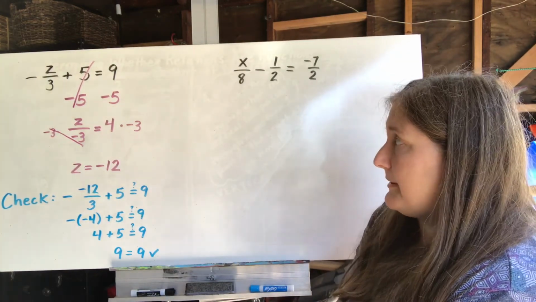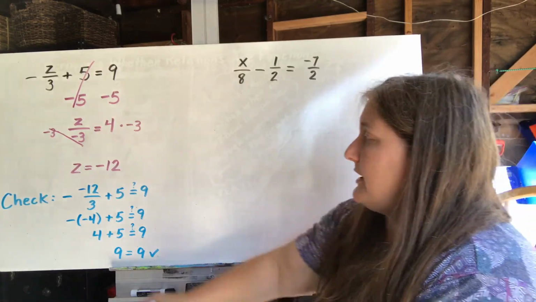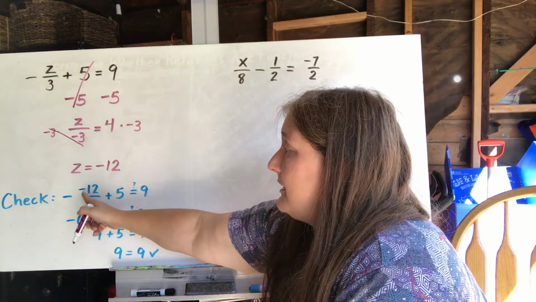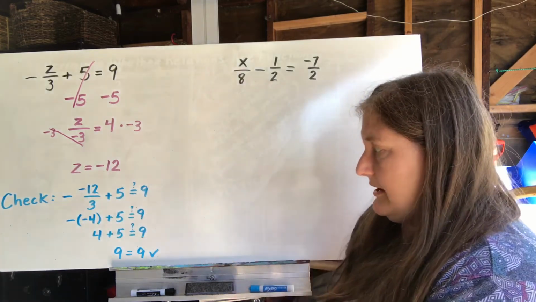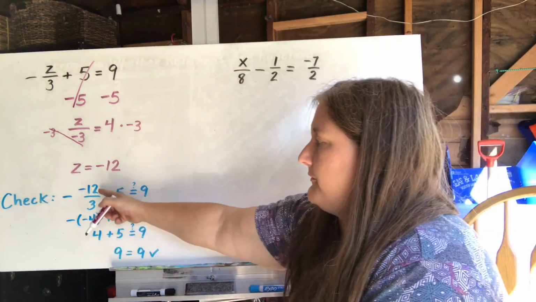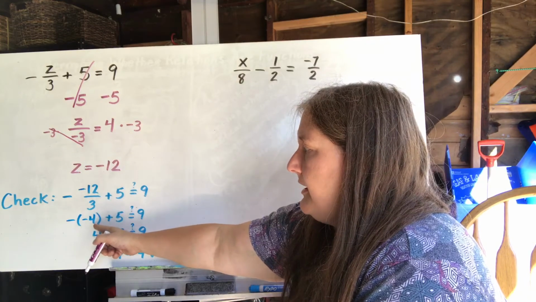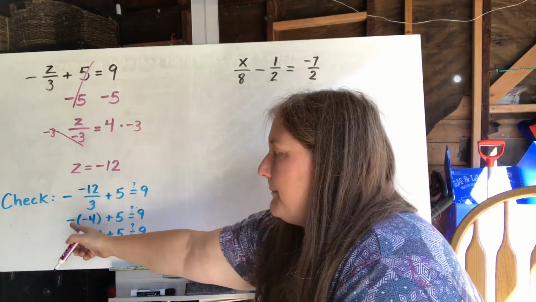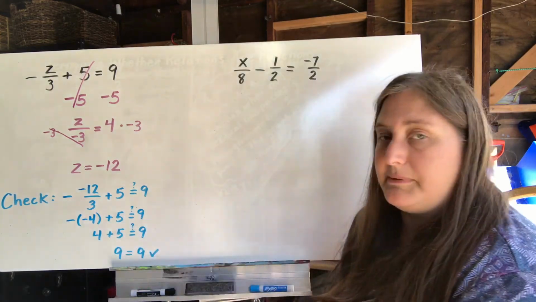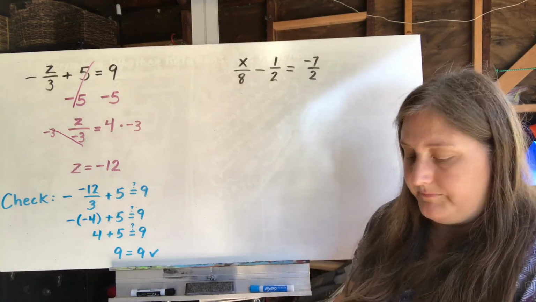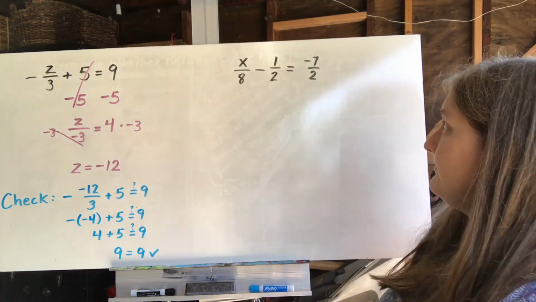Now I'm going to check that by plugging it back in for z. So I had negative z, I'm putting in negative 12 for z, divided by 3 plus 5, hoping for an answer of 9. Well, negative 12 divided by 3 gives me negative 4, and the opposite of negative 4 gives me 4, plus 5 does in fact give me 9. So it works.